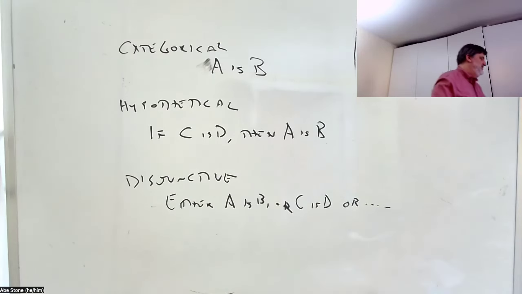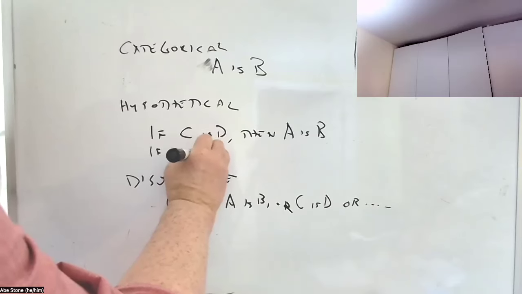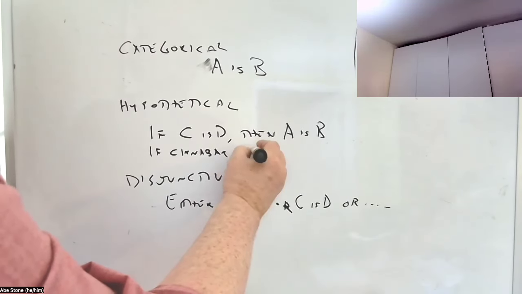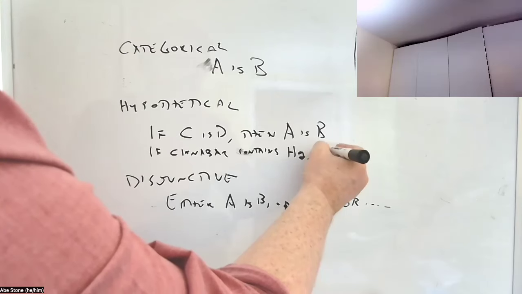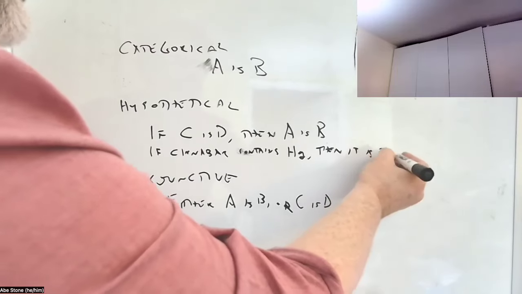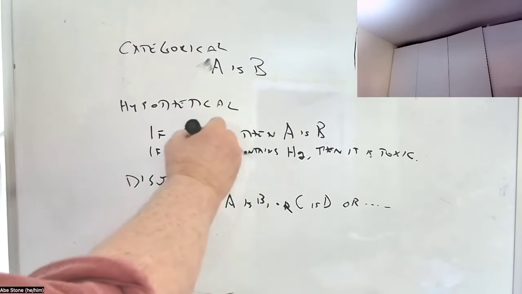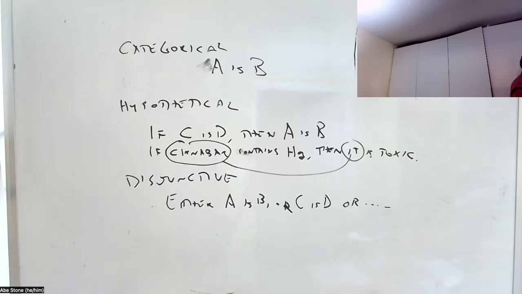So here's an example of a hypothetical judgment, but like I said, it's a weird example. So I can say, if cinnabar contains mercury, then it is toxic. I don't want to talk about this example at all. I mean, obviously, what's weird about this example is that C and A are the same, right? This 'it' refers to cinnabar. So we're saying if cinnabar contains mercury, then cinnabar is toxic.